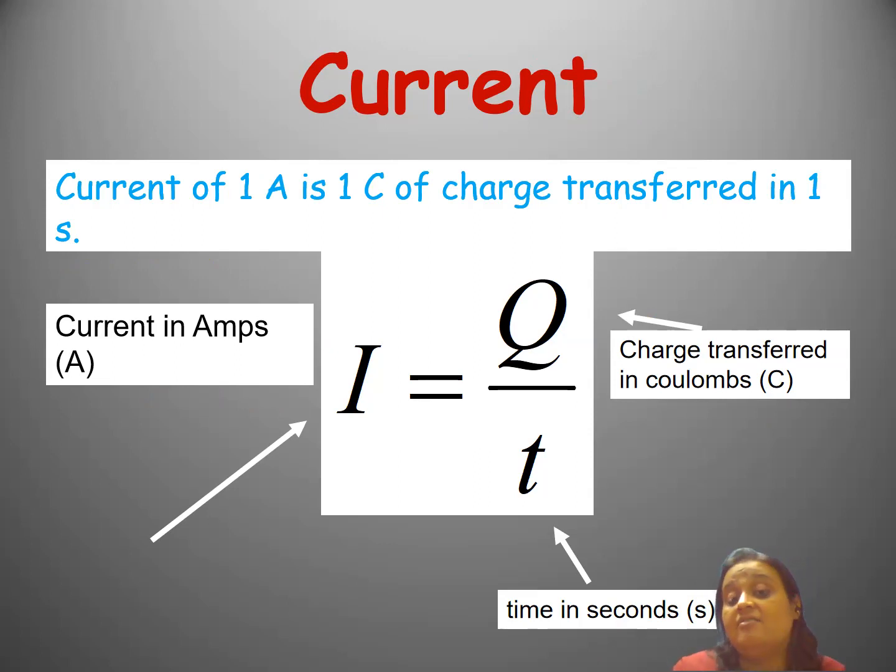So if the charge is 1 coulomb and it is flowing for 1 second, then how much current will it be? It will be 1 ampere. That is the definition of 1 ampere, or how you define the unit of current. So how will you define it?